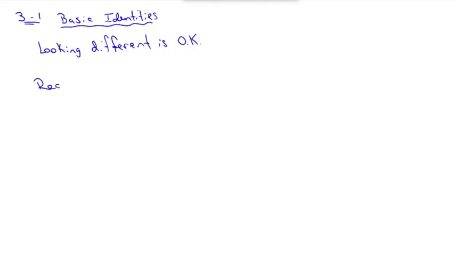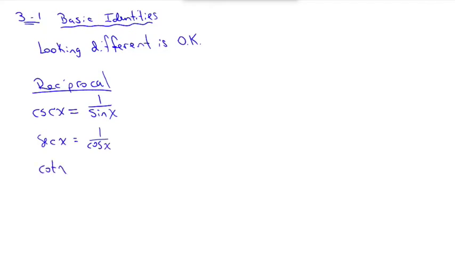Reciprocal identities. What are the reciprocal identities? Well, you should know these. If you see cosecant of x, what can I replace it with? 1 over sine. Those are equivalent, though they look different, but that's their definition. Secant of x? 1 over cosine. Cotangent of x? 1 over tangent x.